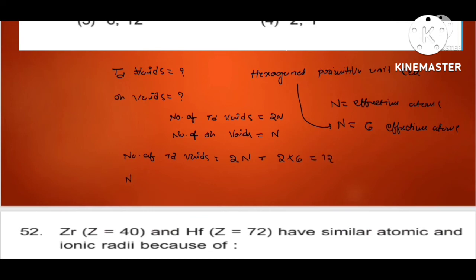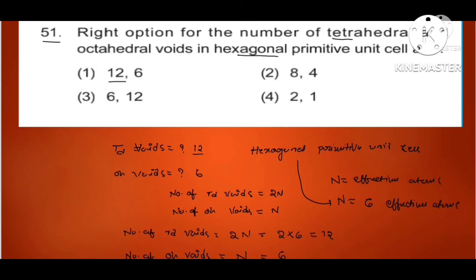Okay, now substitute the n value in octahedral voids. The number of octahedral voids is equal to n, and here the n value is equal to 6. The number of tetrahedral voids is equal to 12 and octahedral voids is equal to 6. Let us verify the given options. Okay, 12 comes first. There is no other option with 12 first, so the remaining options are eliminated. So option A is our correct answer.